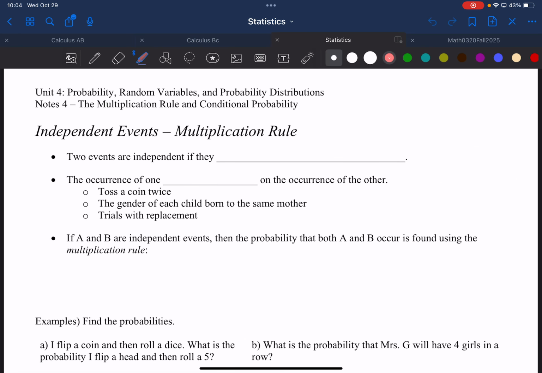Okay, so notes for the multiplication rule and the conditional property. We're going to talk first about the multiplication rule if we have independent events. It says two events are independent if they do not influence each other. Okay? Almost sounds like what?